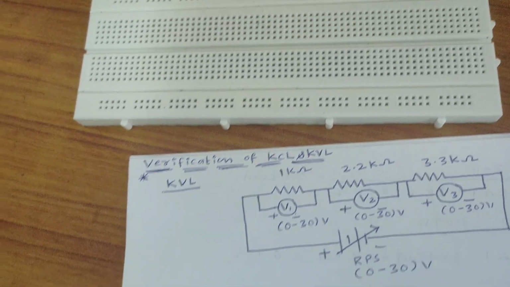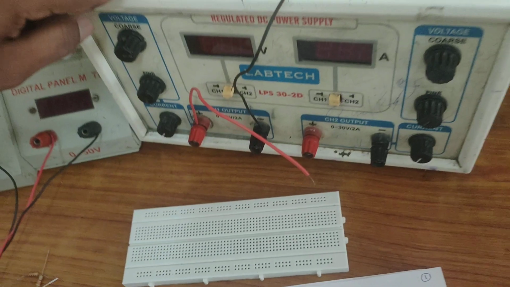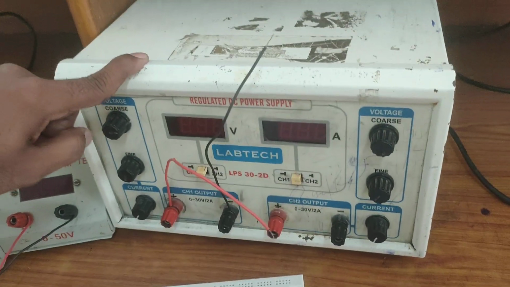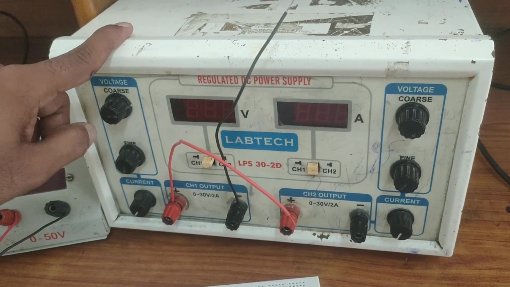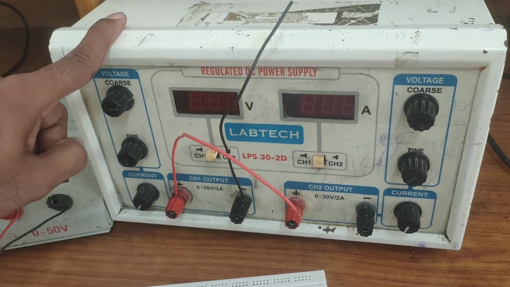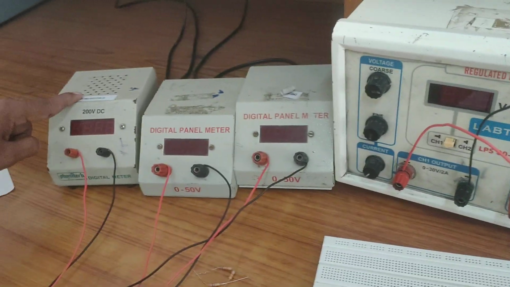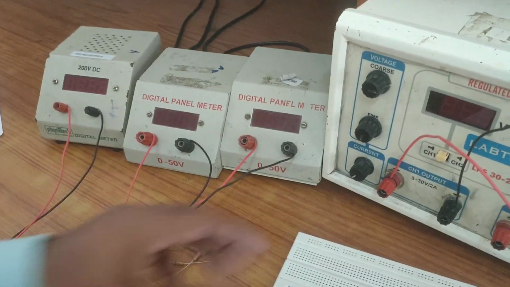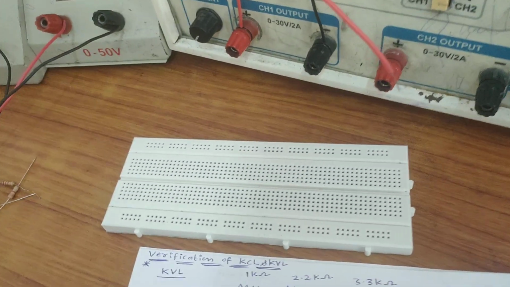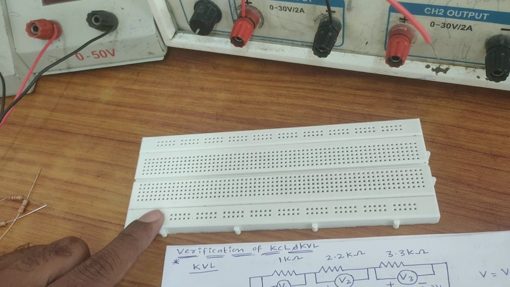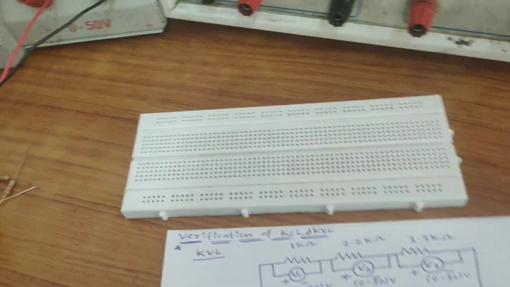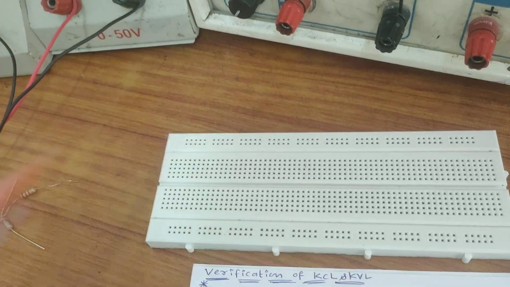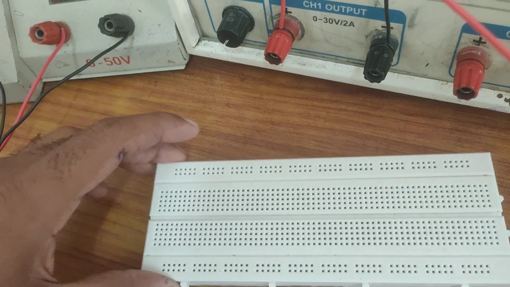For this experiment, I need an RPS. The purpose of the RPS is to get a variable DC supply in the range of 0 to 30 volts. To measure the voltage, I am using 3 digital voltmeters. Next, to connect the circuit, I am using a breadboard. The purpose of the breadboard is to connect temporary circuit diagrams.